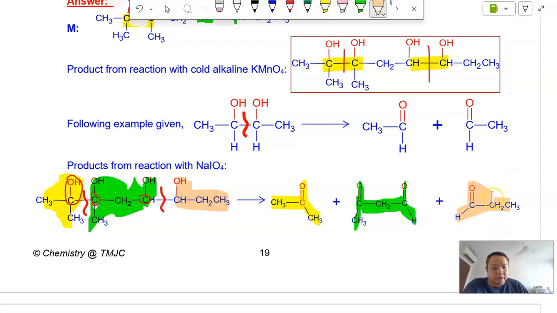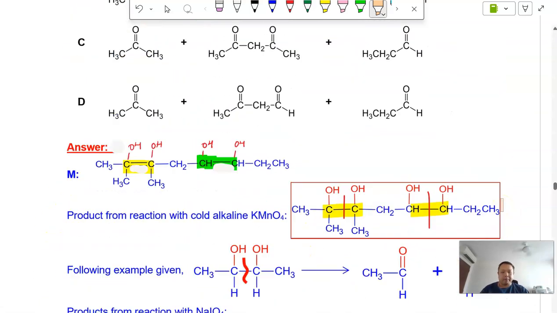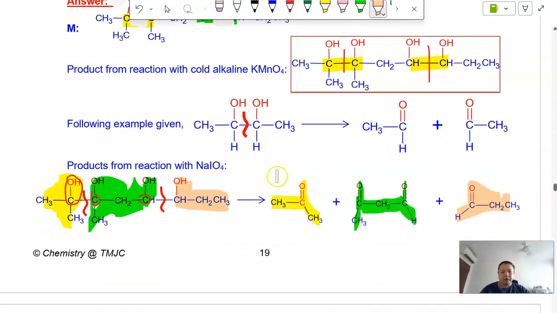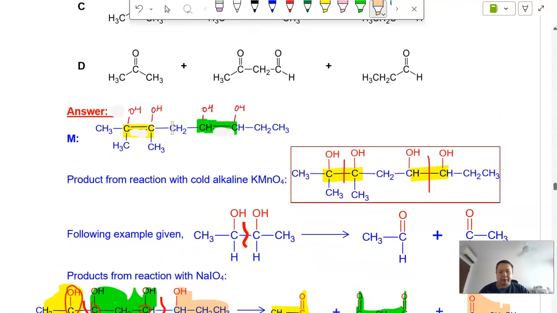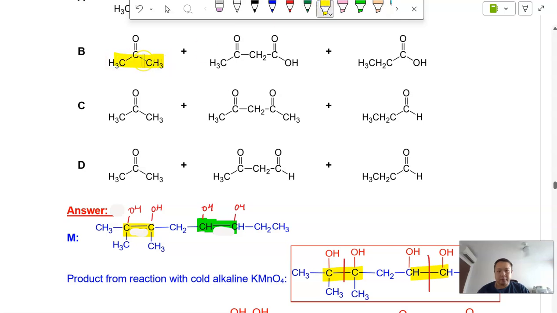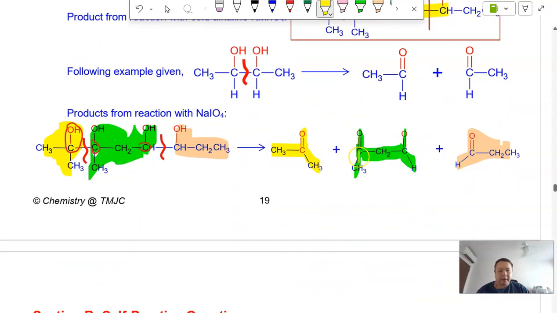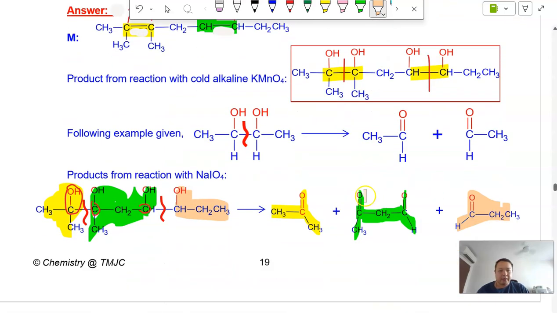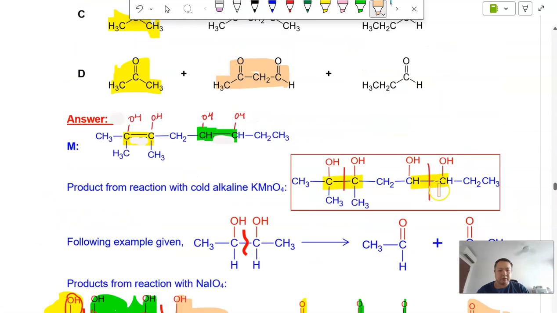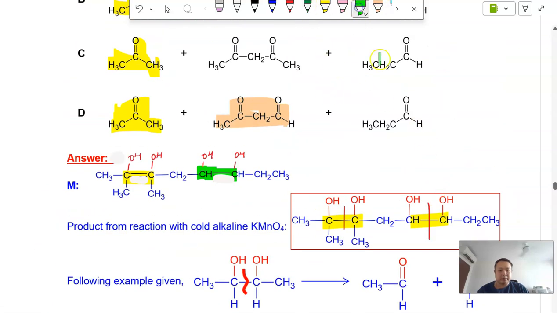Okay, so once you have the fragments, all you do is systematically compare the options that you have over here, and see which one matches. You have the yellow fragment, it's propanone, a 3-carbon ketone. So these are the possible ones. For the second one, you have an aldehyde and a ketone. This looks like the only possible one out of the remaining 3. And last but not least, you have a CH3, CH2, CHO. And this is the last one.